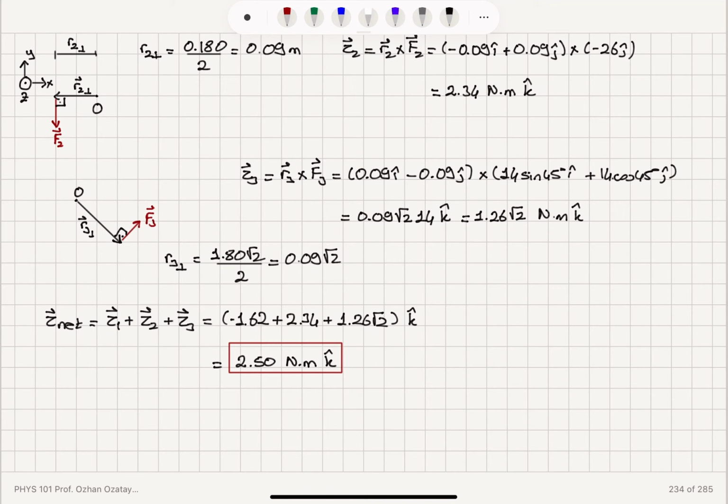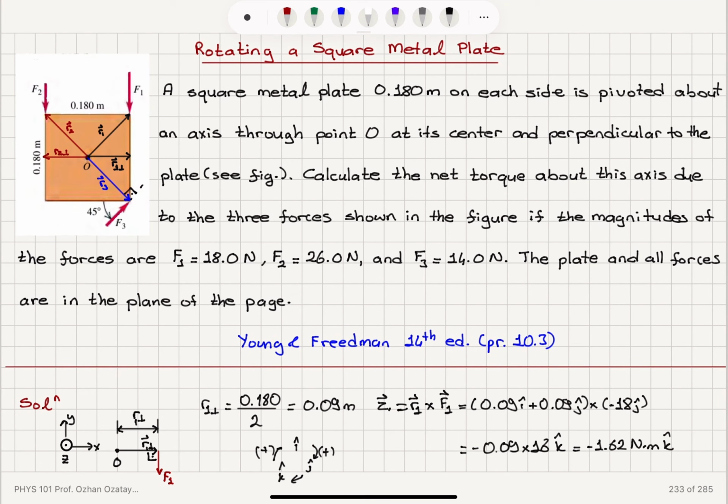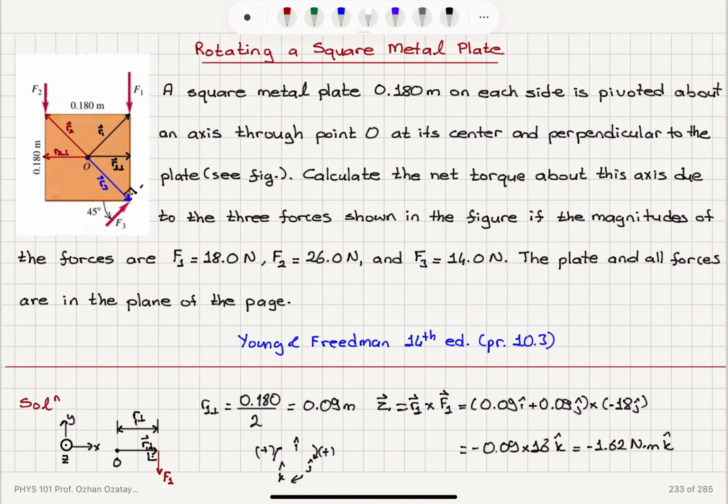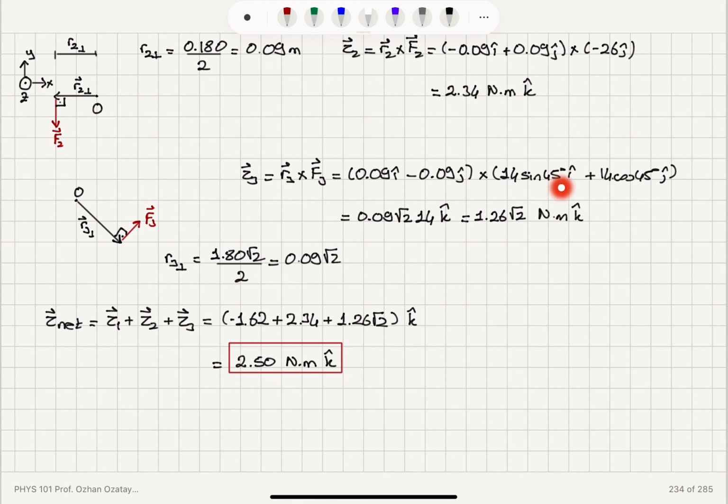For F3, we have found that if we do this explicitly writing these vectors, R3 vector, the position vector of the application point, has a negative y component but positive x component. And F3, if you carry this force here, basically it has F3 cosine 45 j hat, F3 sine 45 I hat, x component and y component. Or we can do this explicitly.